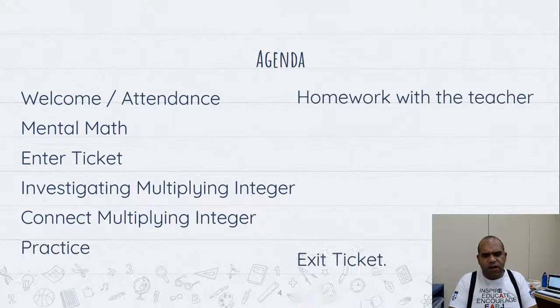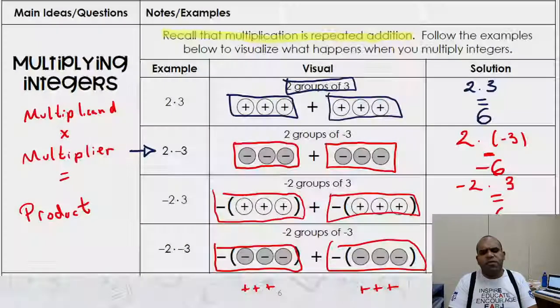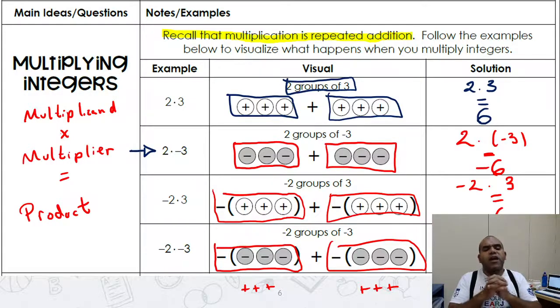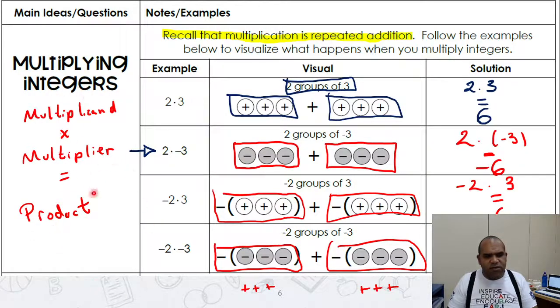The agenda for our class today, and let's work on it particularly. Remember, how do I multiply integer numbers? Multiplying integers is the same thing as repeated addition. Remember, we did it already. Remember the algorithm of multiplication: multiplicand, multiplier, and product, the result.